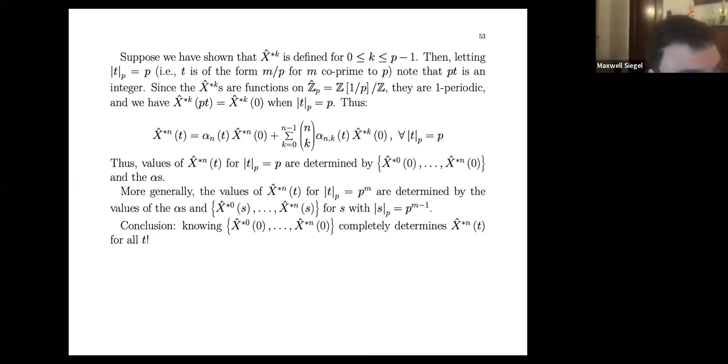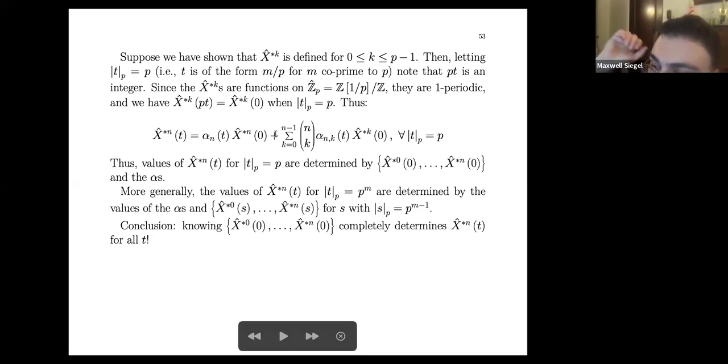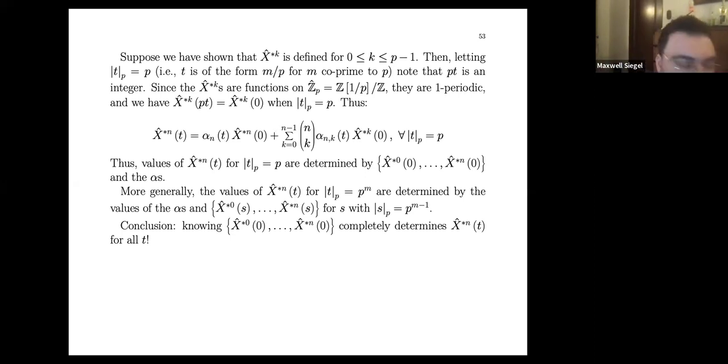So proceeding by induction on the absolute value of t, once we know what the values of the x hat star n's are on the level set of absolute value p to the m, we can then use them in conjunction with the recurrence relation to compute the values of x hat star n of t on the level set of absolute value p to the m plus 1. In this way, knowing the values of the x hat stars at 0 determines all the values of x hat star n.